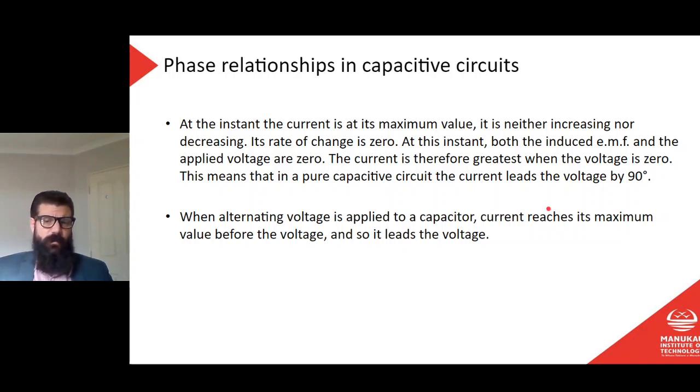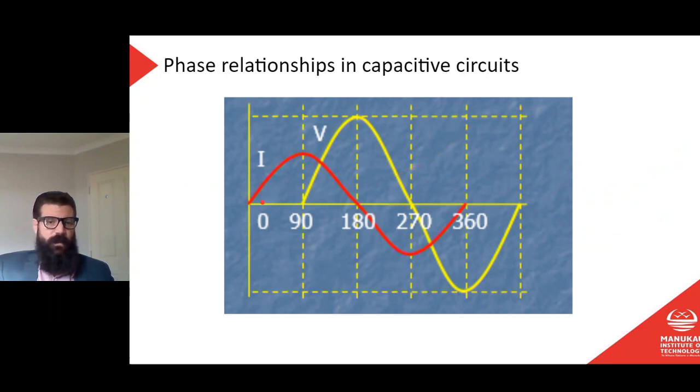When alternating voltage is applied to a capacitor, the current reaches its maximum value before the voltage, and so it leads the voltage. And here we have it here. So think about it there. At this point at zero, here at 90 degrees, we're now applying a voltage to the capacitor. That current will virtually instantaneously reach its maximum point because the capacitor is trying to charge up very quickly. But measured voltage across the capacitor will be nearly zero because it's not charged.